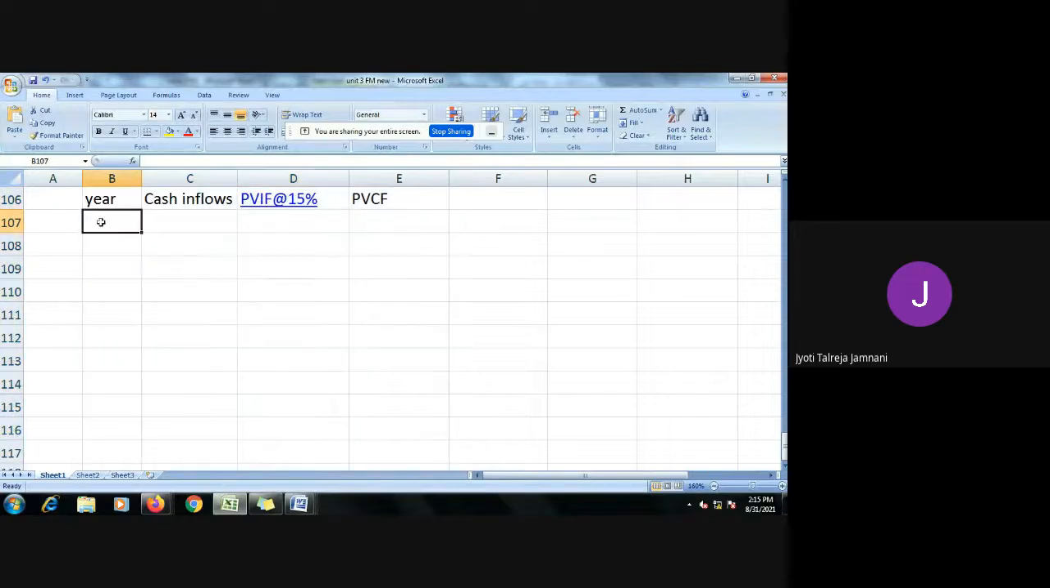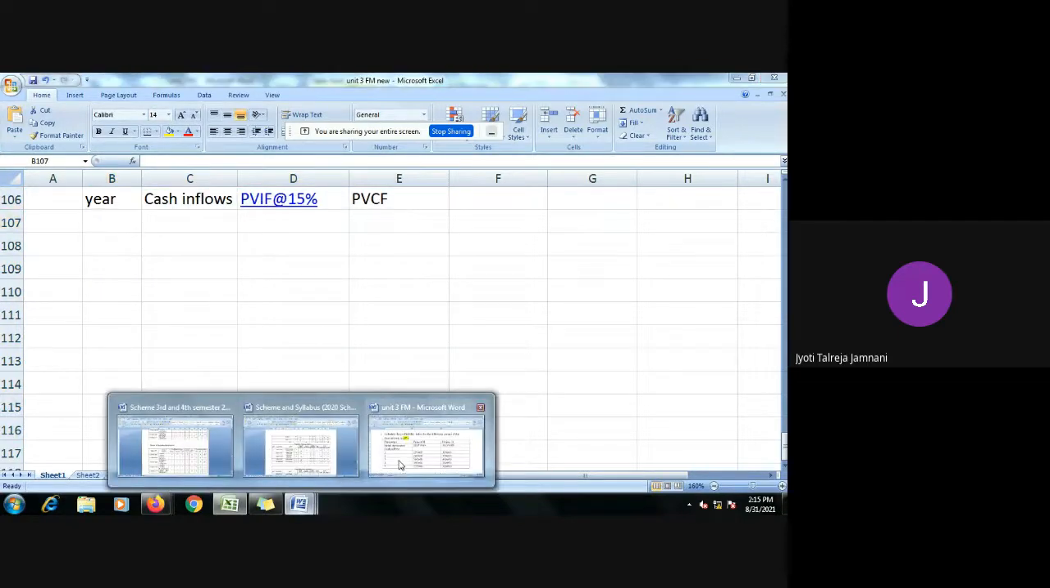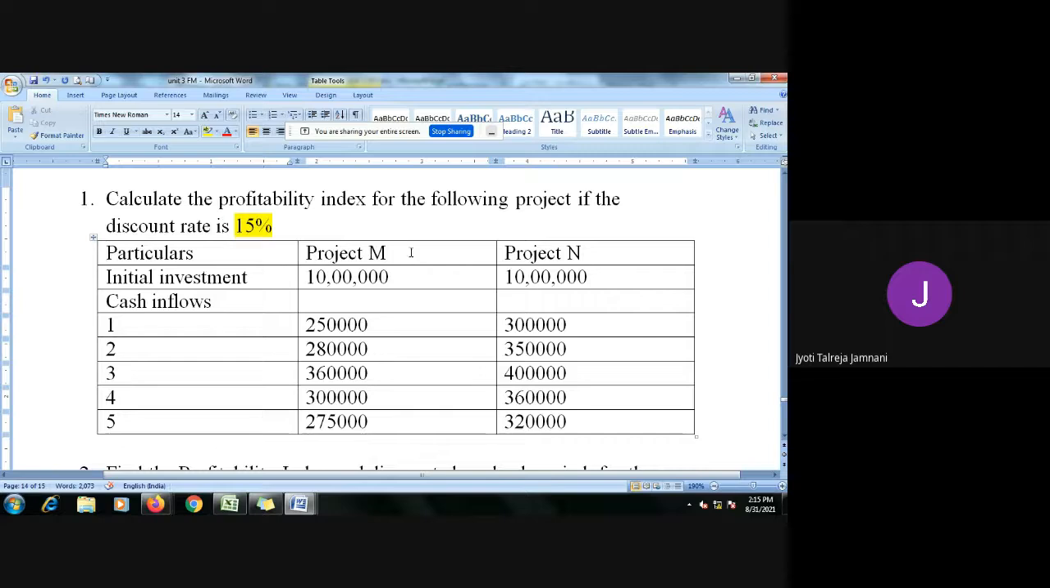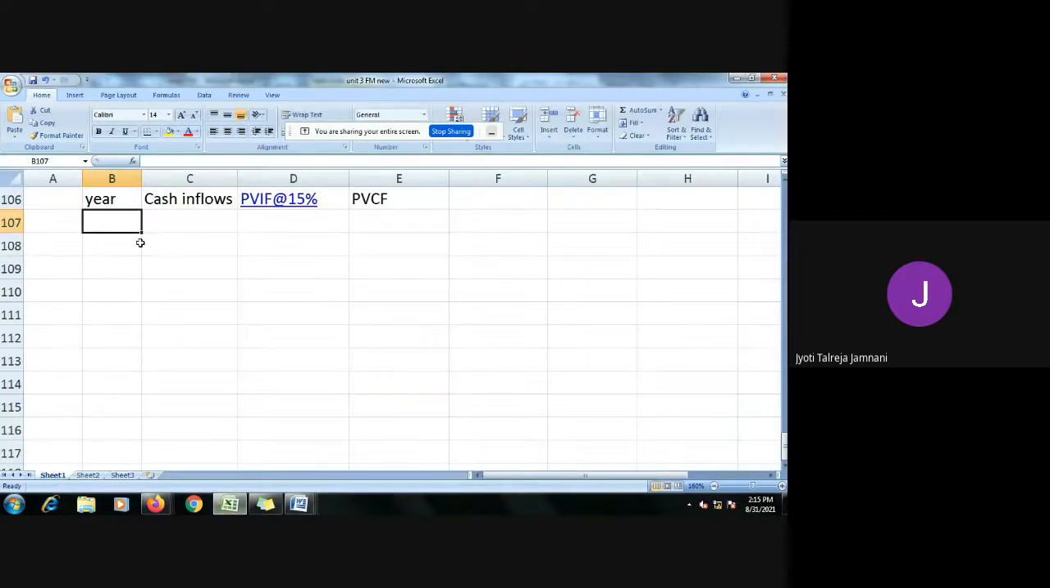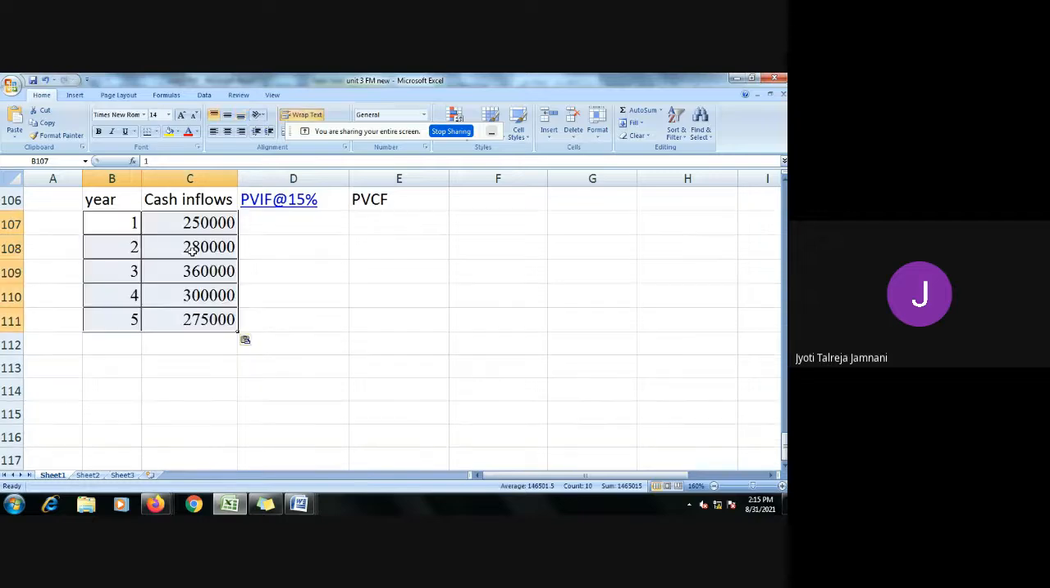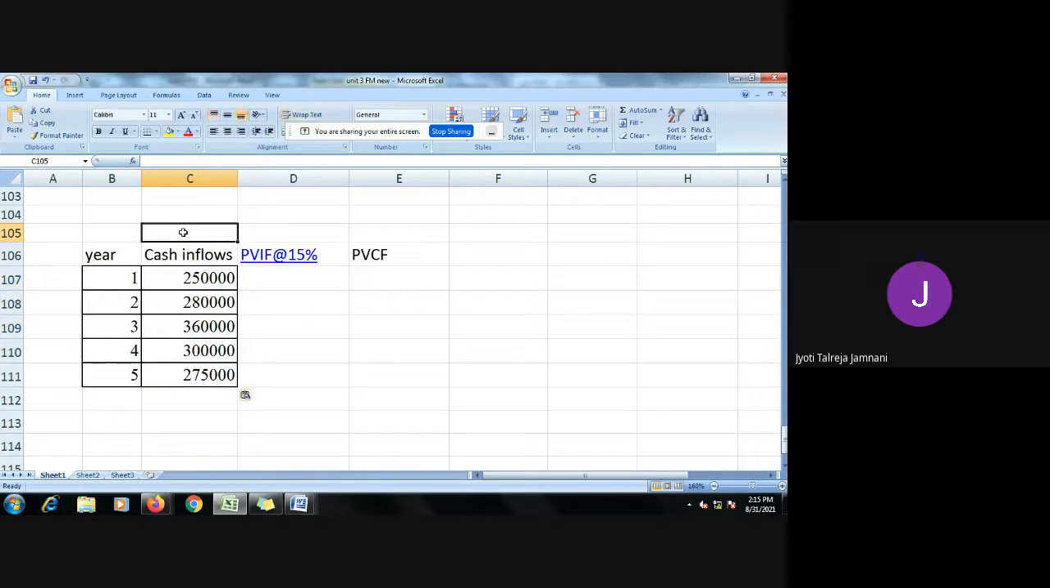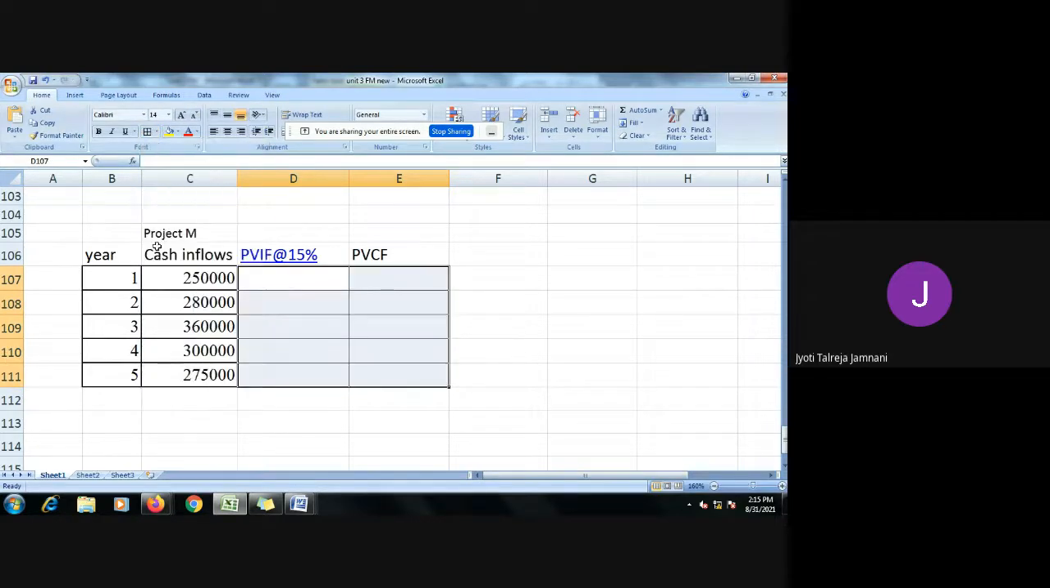So how many years of data do we have? We'll just check. We are doing it for project M first. There are 5 years, and 5 years of cash flows are given. So we'll write here the heading, project M. Now we have to see the present value interest factor at 15%. So we will go to the table and check the 15% rate.